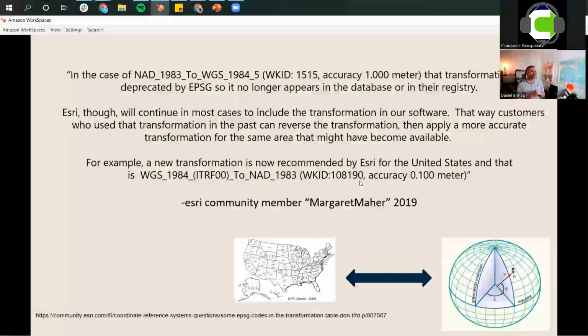So again, this would be a good idea to understand what coordinate system your CAD system is using and your local data is using, and start that conversation with your state representatives to understand which transformation is most accurate and which one they want you to use.